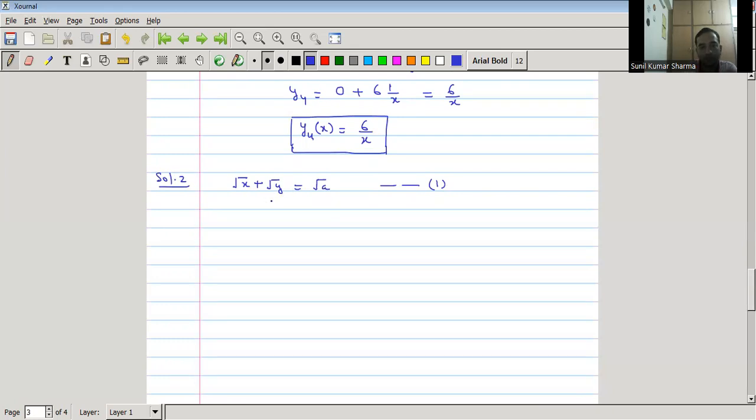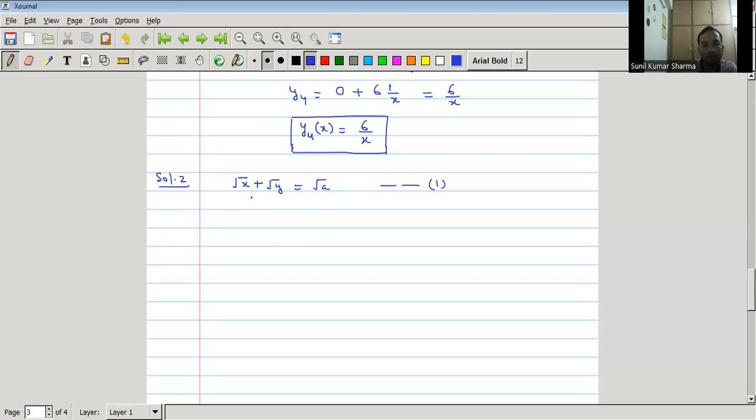This is one method. Or second, you shift under root x to the right hand side. We get under root y equal to under root a minus under root x. And then squaring both sides, we find y. Then you differentiate one by one. Right? So there are two methods.